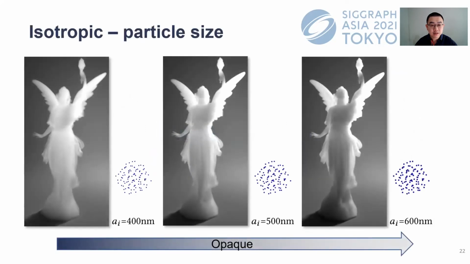Now we apply our technique to compute backscattering parameters for a wide range of participating media. Let's look at the first experiment. Here we vary particle size and fix all the others. With 100 uniformly distributed particles, we apply our technique to 3 particle sizes: 400, 500, and 600 nanometers. As shown here, as we increase the particle's radius, the object appears more opaque overall.